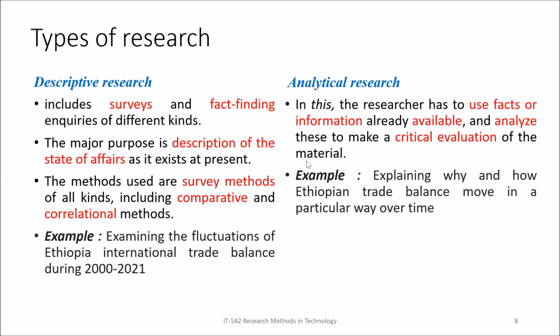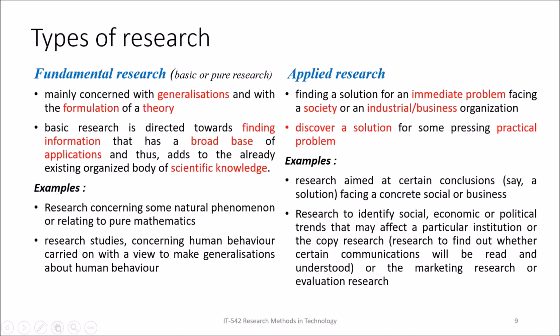Then another type that we have seen is fundamental. It is also called basic or pure research. So what is this type of research? Generally, fundamental research, as I told you, is about the formulation of theory, theoretical understanding, and advancements in knowledge, right? So finding information that has a broad base of application, some scientific gain of knowledge. Natural phenomena relating to pure mathematics is an example, right?